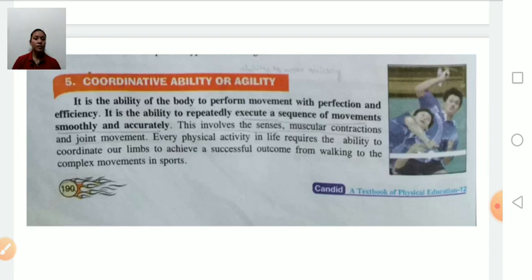This involves the senses, muscular contractions, and joint movement. Every physical activity in life requires the ability to coordinate our limbs to achieve a successful outcome, from walking to the complex movements in sports.